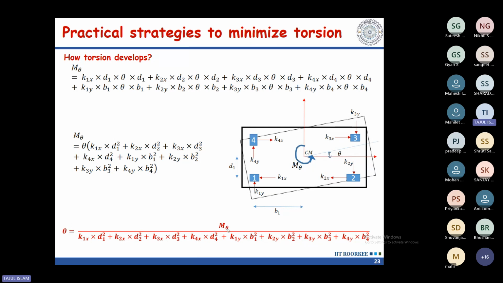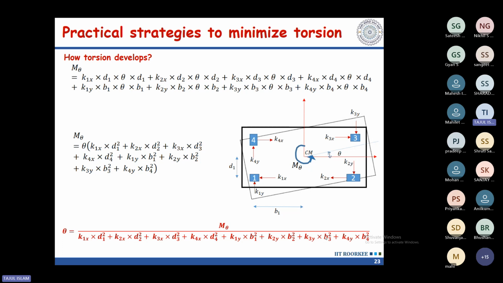So let's start from the numerator value M theta. This theta can be reduced if I can reduce this M theta. So how can we reduce M theta? That is not direct, that is indirect. So I cannot directly control this one. This is the applied moment, and it depends on the inertia and the effect of earthquake. So there is not that much control I have in this parameter, but I have control in all these other parameters. So what I can do, I can increase the stiffness of all the members, and I can increase all the distances.